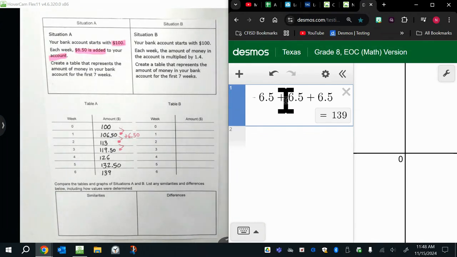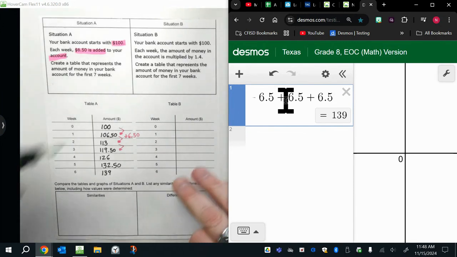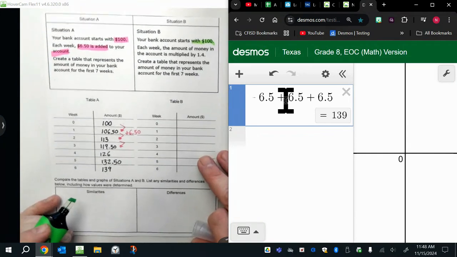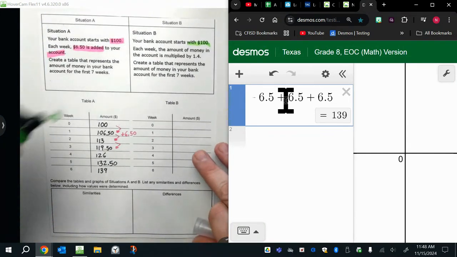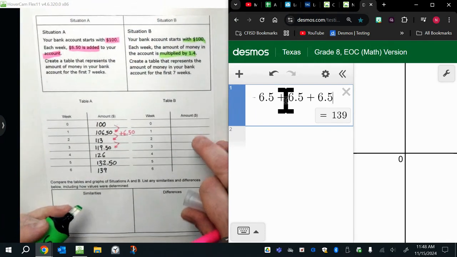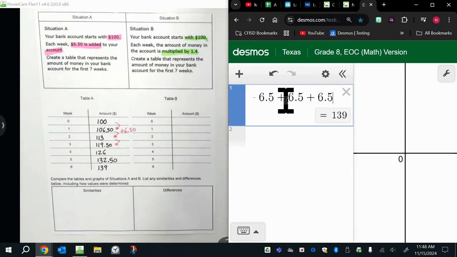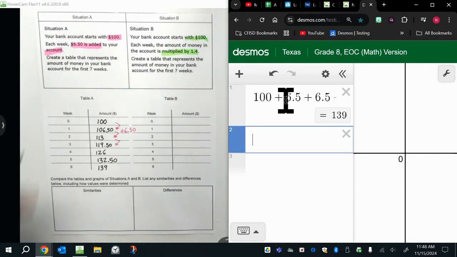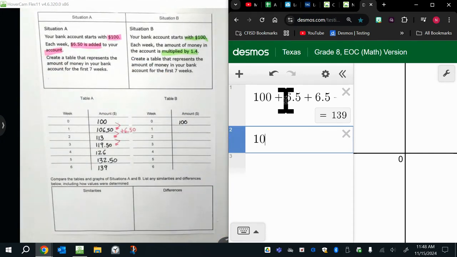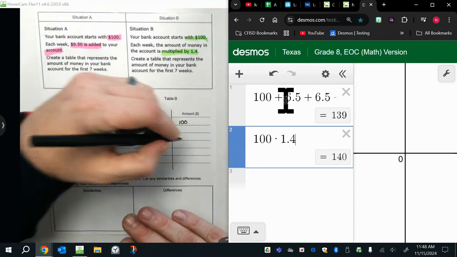Now your bank account starts with $100. So again, we're going to do $100. Okay, and each week the amount of money is multiplied by 1.4. Find out what it's going to be in 7 weeks. Okay, so now what we have is we're going to start with $100. But now I'm going to take that and multiply it by 1.4, it says. And that would be 140.